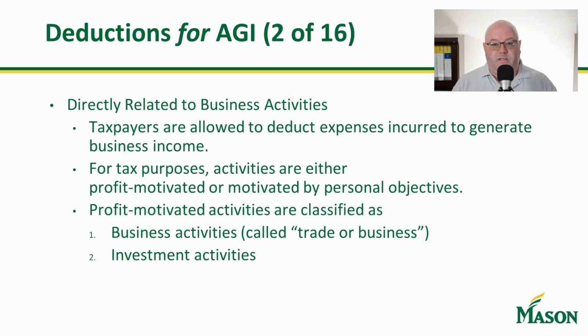So, directly related to business activities. When we say business activities, we're talking not only about businesses, which are going to be expenses that fall under Code Section 162. We're also talking about production of income activities, which fall under Code Section 212. You're allowed to deduct expenses incurred to generate the business or production of income. For tax purposes, activities are either profit motivated or motivated by personal objectives. If they're profit motivated, they're either trade or business, or investment activities. Actually, in this case, most investment activities like this are going to be called production of income, for example, rental properties, royalties, and the like.